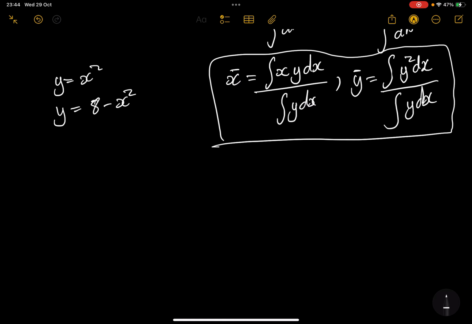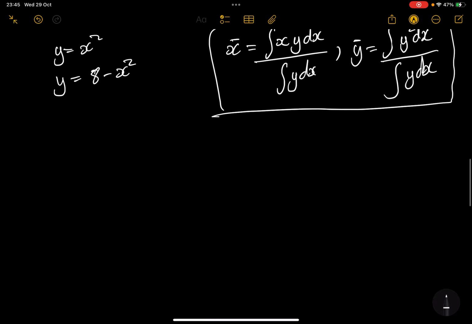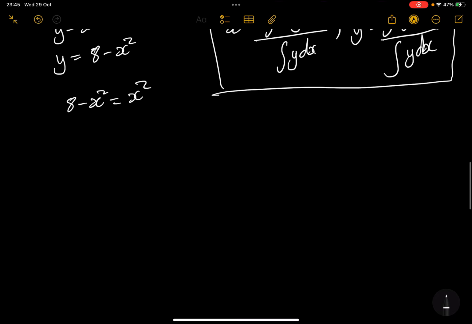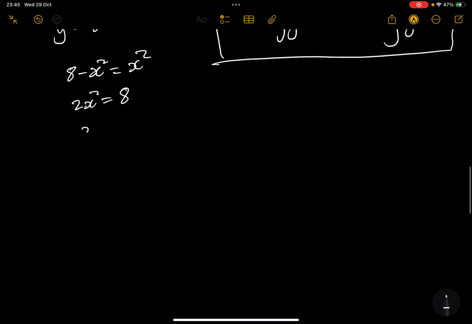Again, here we need to find the limits of our integrals, and the limits of our integrals are where these two curves intersect. So you have 8 minus x squared is equal to x squared, so you have 2x squared is equal to 8, which means x squared is equal to 4. You have x is equal to plus or minus 2. So these are your limits.